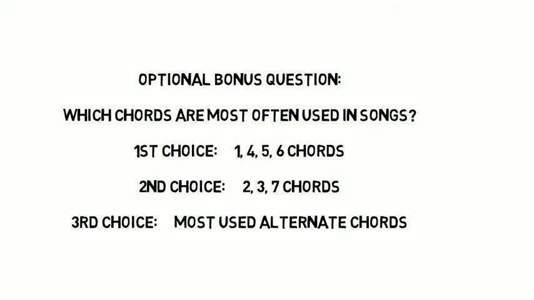One more time, which chords are most often used in songs? The 4 main chords in each key are the number 1 chord, the number 4 chord, the number 5 chord, and the number 6 chord. All 7 of the chords in a key could be chosen for a song. And once in a while, there are chords that are outside of the key that are chosen to be in a song, and these are called the most used alternate chords.